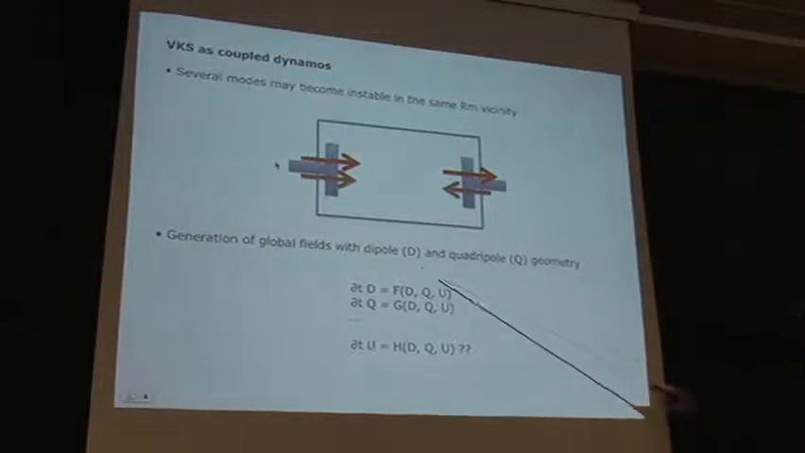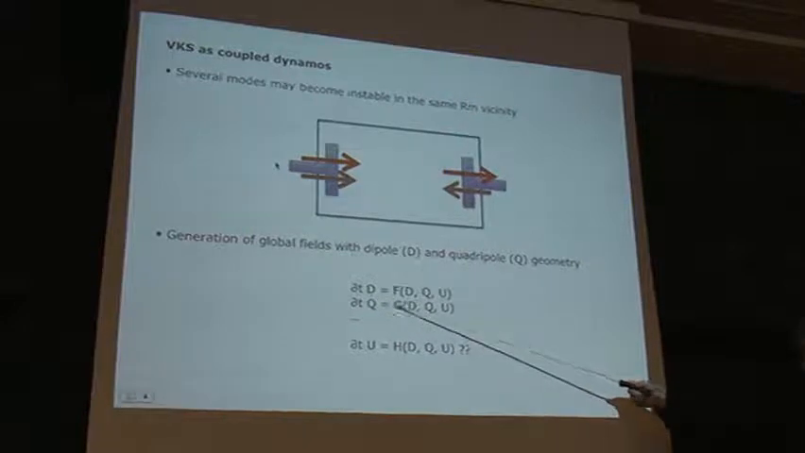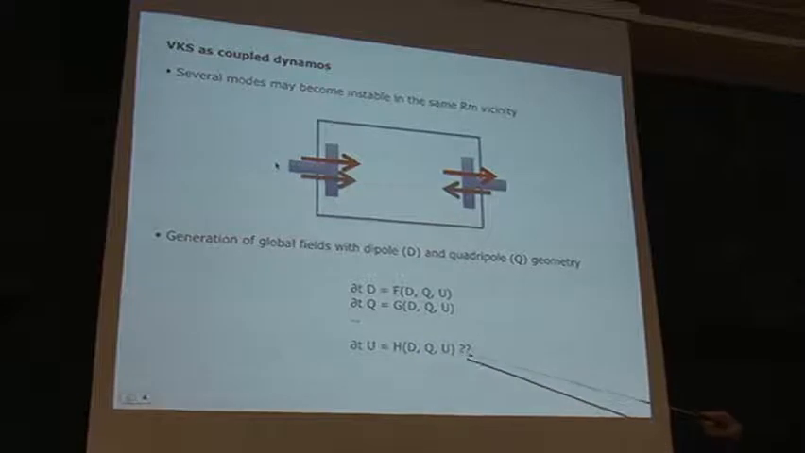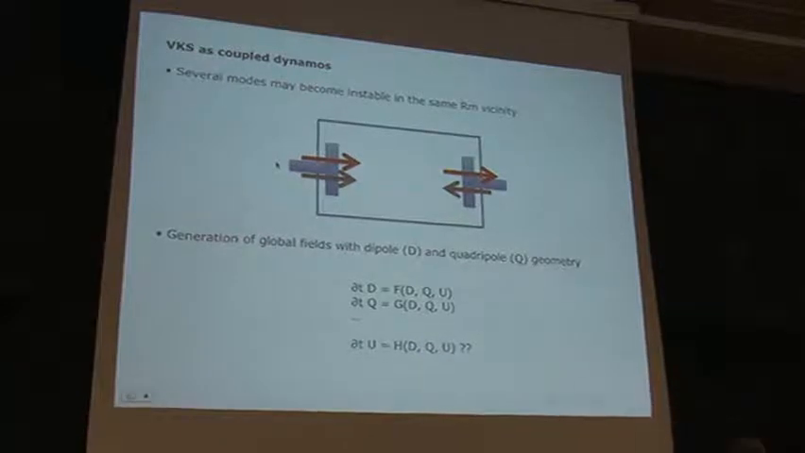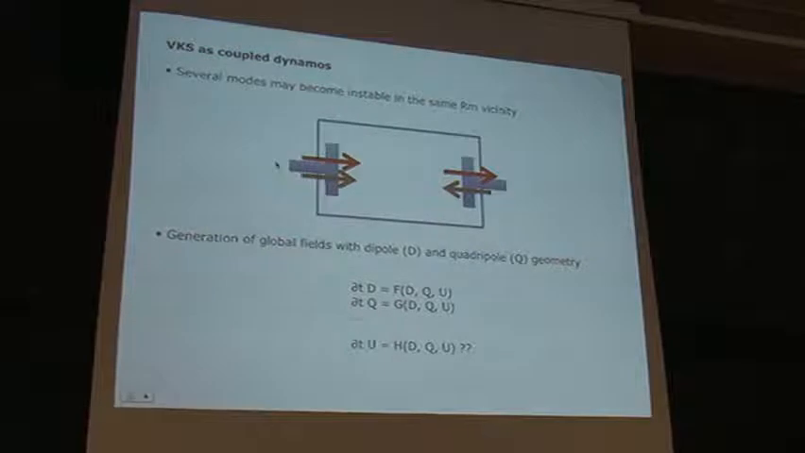And then, of course, the next thing you want to do is write d of dipole dt as a function of dipole, quadrupole, nu, d of quadrupole dt, and it's not even sure that u is necessary, because if you have two interacting dynamos here, you can produce a lot of dynamics without invoking a change in the velocity.